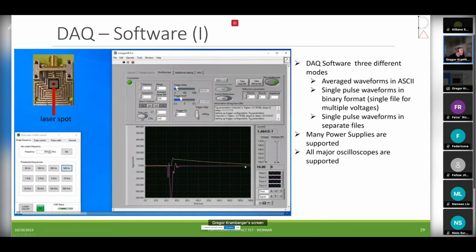The pink signal here is actually the trigger signal, and the laser is operated at 500 hertz. The laser itself can of course be triggered with the data acquisition software. But if you want to go to super high frequencies, you can also supply a TTL trigger, so an outside trigger. You see, this is how a single pulse looks like. This is the averaging over 200 events.